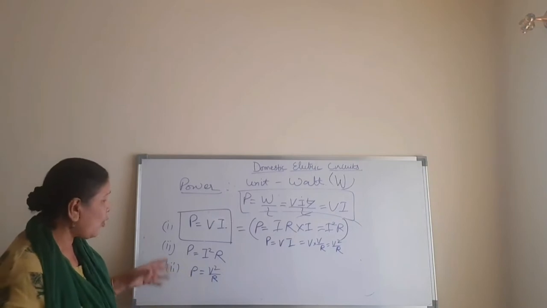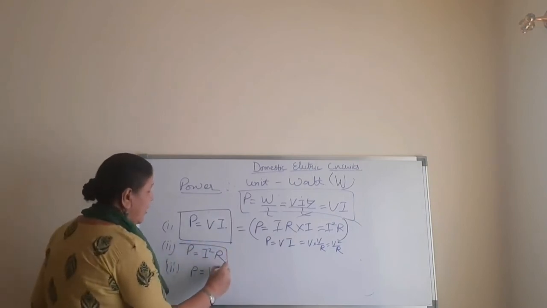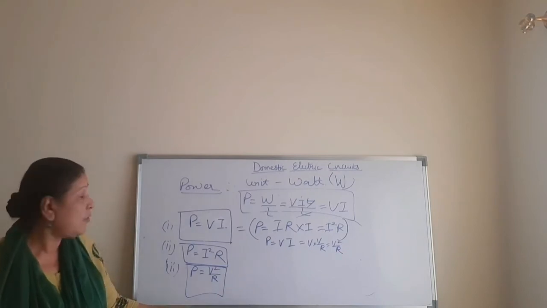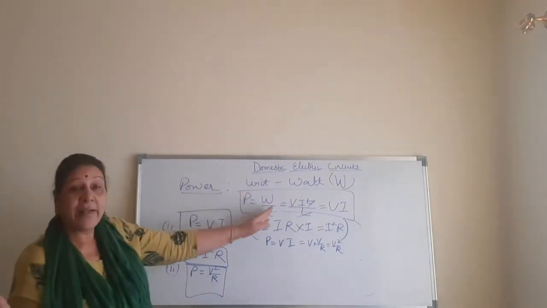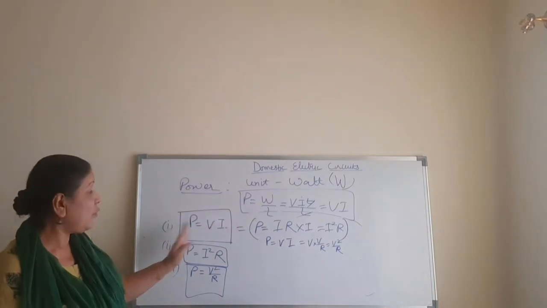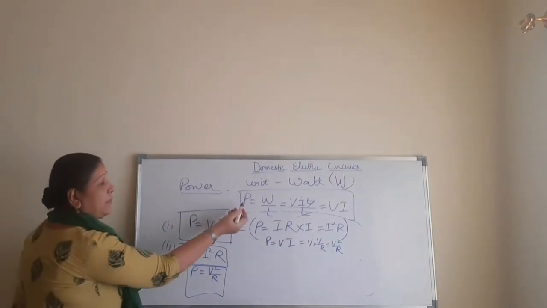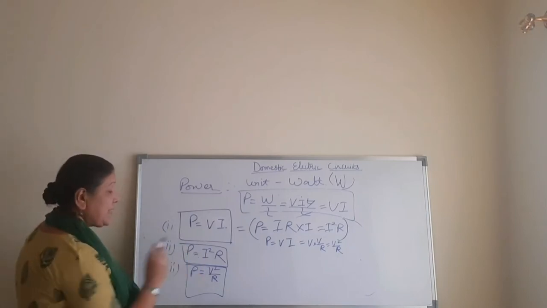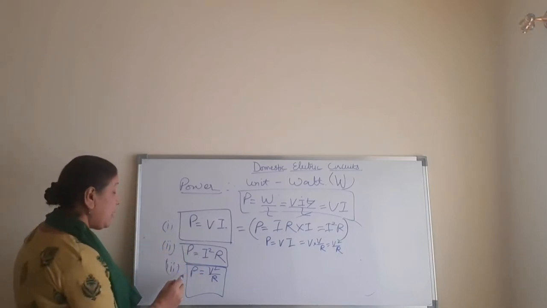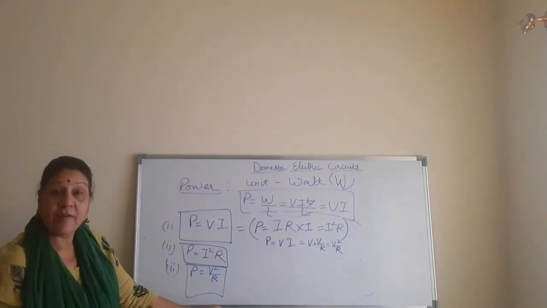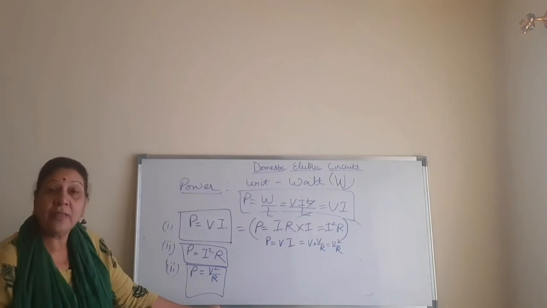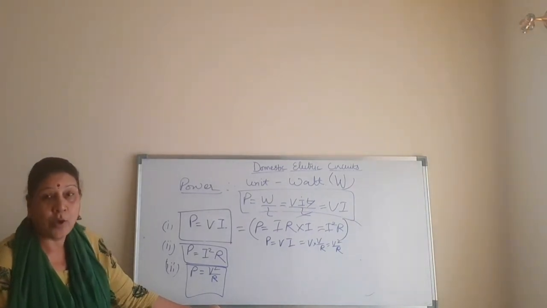So depending upon what is given to us in the numerical problem, we write the formula. We have one formula for P, that is W by T. P is equal to W by T is one formula. P is equal to VI is one formula. P is equal to I square R is one formula. P is equal to V square by R, one formula. So these are different formulas which we are going to use depending upon what is given in the numerical and what is not. Hope it's clear to you.